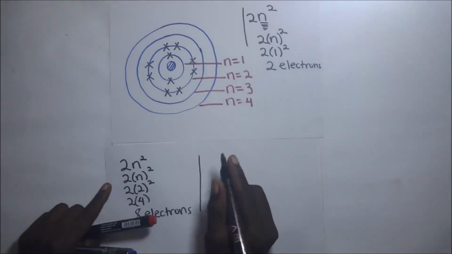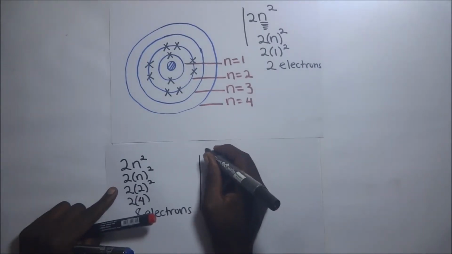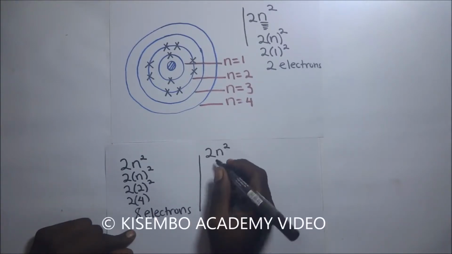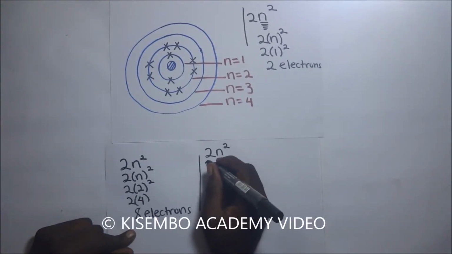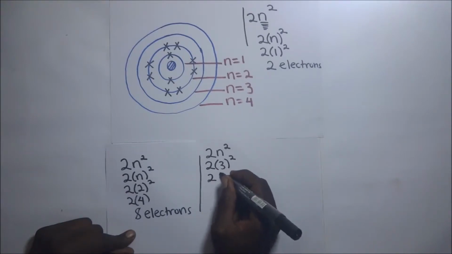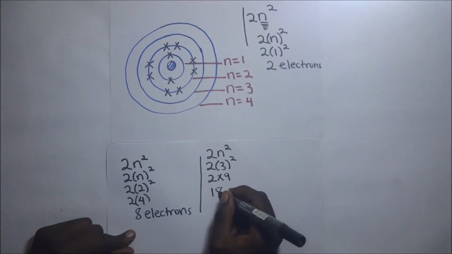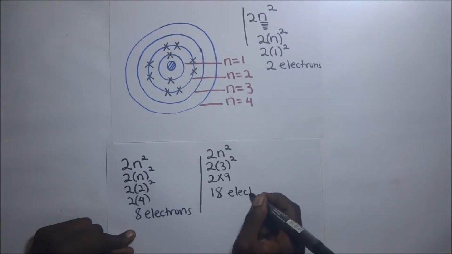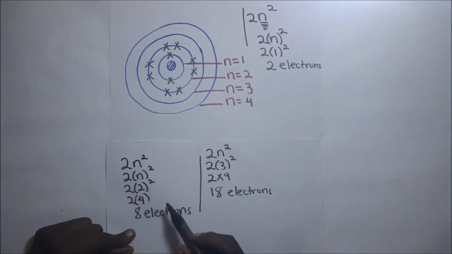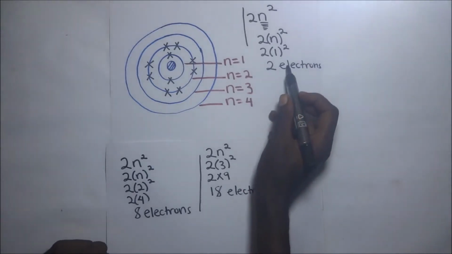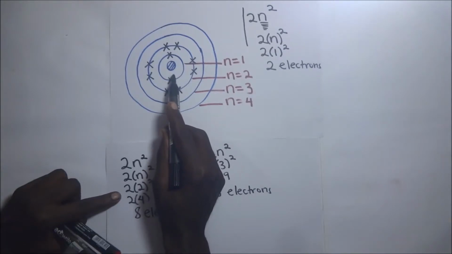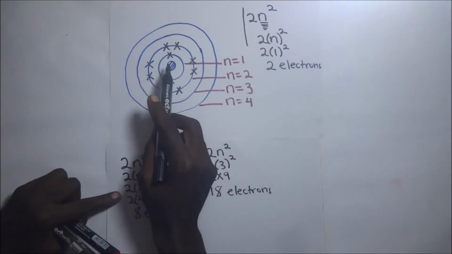What about the third? Again we use the same formula, 2n squared, and instead of n we replace it with the principal quantum number of the third energy level, which is 3. We have 2 times 9, which is a maximum of 18 electrons. This formula helps us know the maximum number of electrons that can be accommodated on each energy level. This means the first energy level can accommodate only a maximum of 2 electrons.